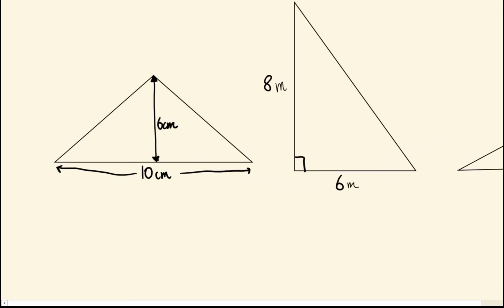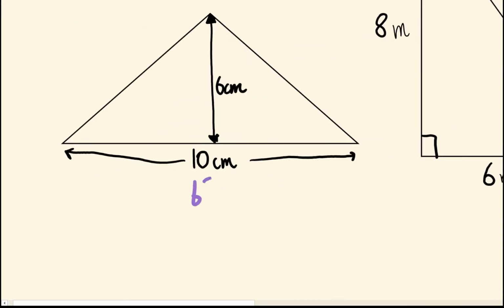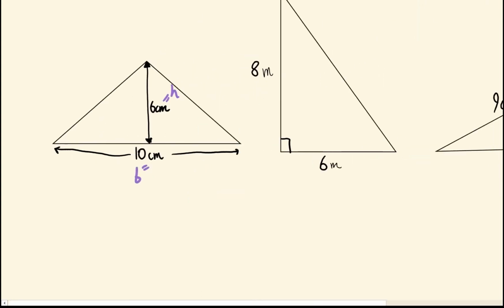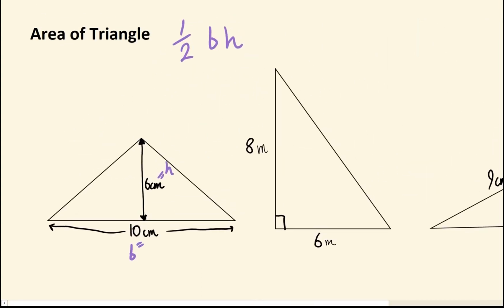Okay. So for this question, my base is 10, my height is 6. So to work out the area using this formula, I would do a half times 10, which is the base, and times 6, which is the height. The way I work this out is I would do 10 times 6 first, which is 60, and then halve the answer. So here my area will be 30, check my units, and it's 30 centimetres squared.